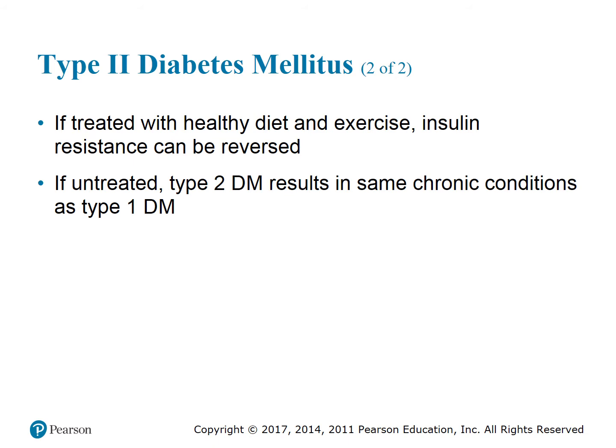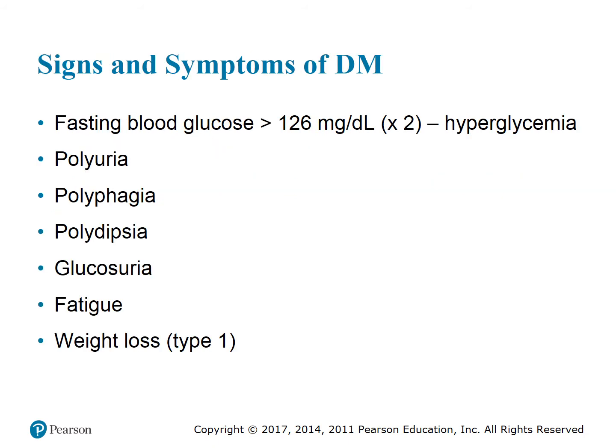So as I said, if treated with a healthy diet and exercise, insulin resistance can be reversed. You put them on an appropriate carbohydrate diet, you get them involved in exercise, walking 20 minutes a day, 5 days a week, things of that nature. You can reverse it, but the longer you wait, the more at risk you put those beta cells of being completely destroyed, and it's a done deal. So as I said, if left untreated, type 2 results in the same chronic conditions as type 1. Just understand the etiology is different, but you end up with the same problem if left untreated. Next slide. Signs and symptoms.